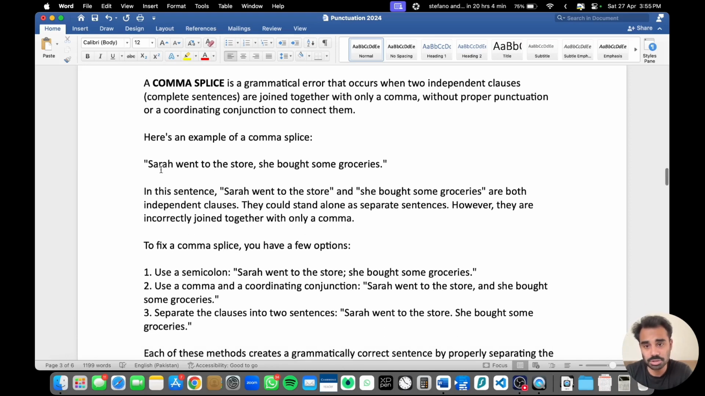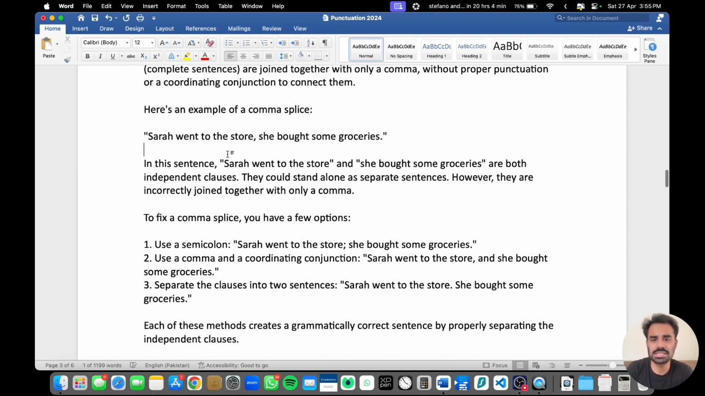Here's an example. Sarah went to the store. She bought some groceries. Now both are independent clauses in this situation, but if you separate them with a comma, it's not going to do the job, because the comma cannot handle connecting two independent clauses. It needs a coordinating conjunction, maybe a correlative conjunction. Also, it will need a comma in that situation, but you can also use a semicolon to connect both of them. Okay, so in this sentence, Sarah went to the store and she bought groceries are both independent clauses.